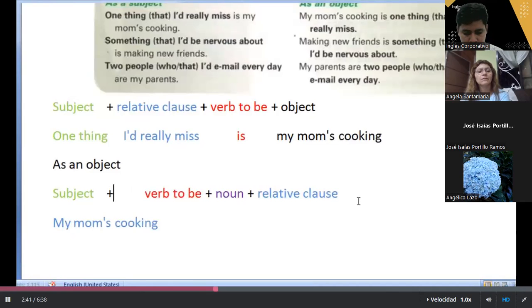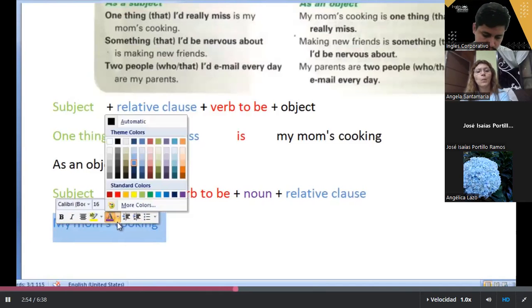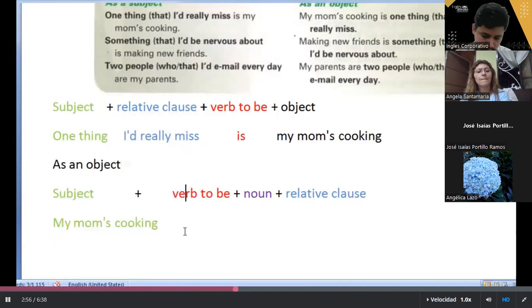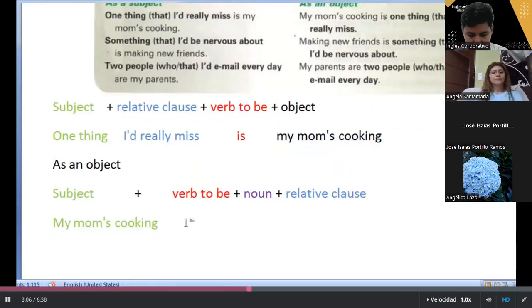What I'm going to do is make sure that this is quite clear. So I'm going to put in those spaces there. I'm also going to change that color to make sure that we see what's happening. So that's in green. The subject is in green. So I'm changing my mom's cooking, which was the object of our previous sentence, to be the subject of our sentence now. Now, notice that the verb to be also changes in location, and the verb to be follows the subject. So my mom's cooking, and the verb to be is.